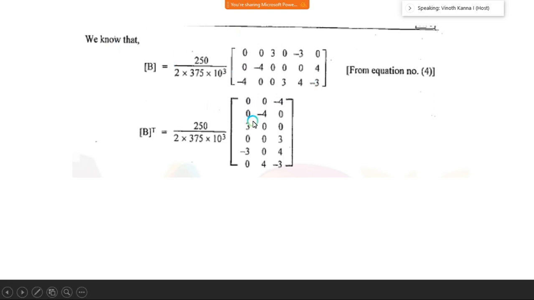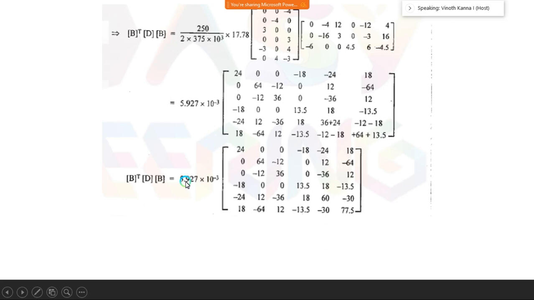For B transpose, only the rows are changed into columns and the columns into rows, that's it. So row and column interchange. Instead of a 3 cross 6 matrix, you get a 6 cross 3 matrix. So we got B transpose. Now you have to multiply this B transpose into the DB matrix we already have.